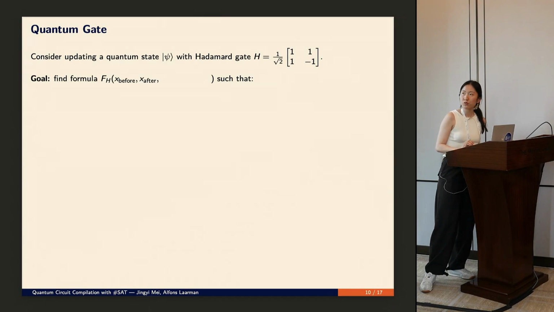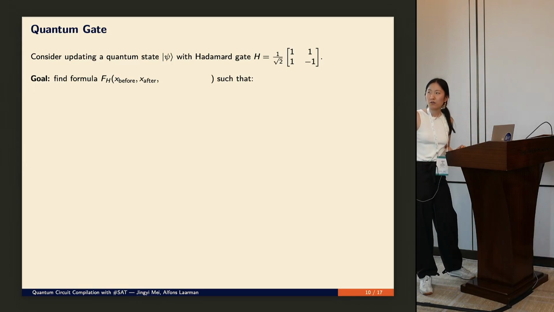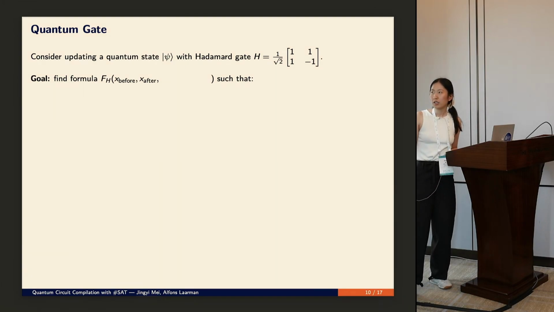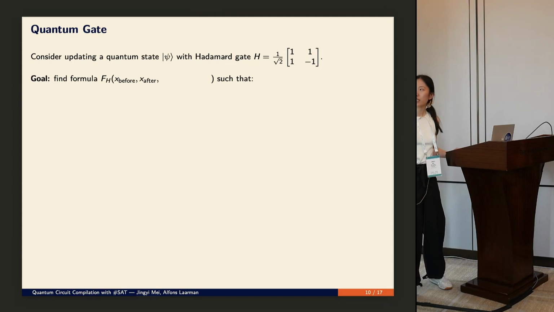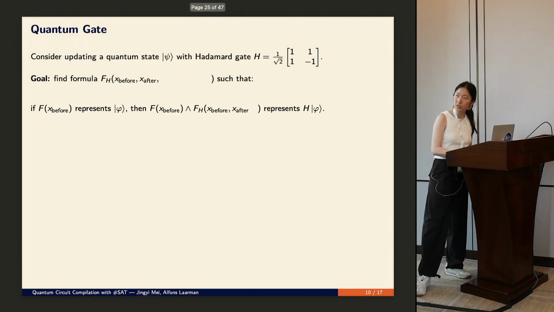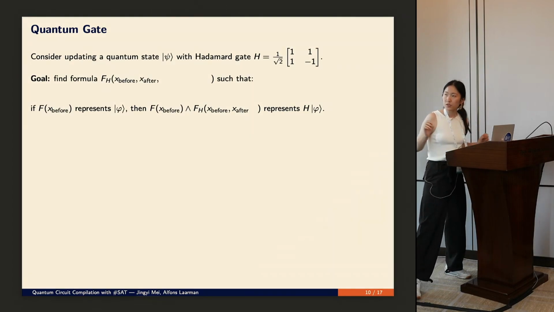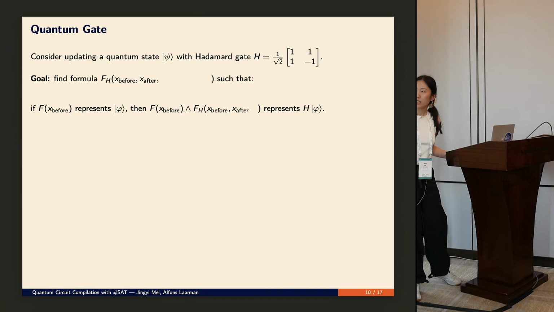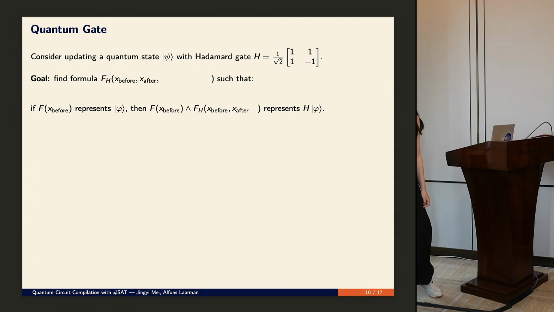And we move to quantum gate. So to update the quantum state, we need a quantum gate. And to encode this quantum gate, I want to find a formula that takes variables to encode the input state, x before, and variables to encode the output state, x after, such that this formula f of x before represents ket psi, and a conjunction between these two formulas represents the output state.